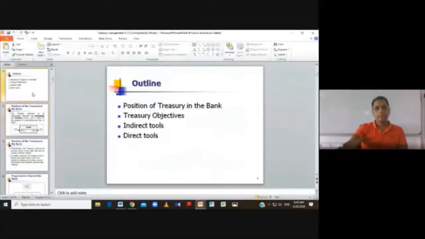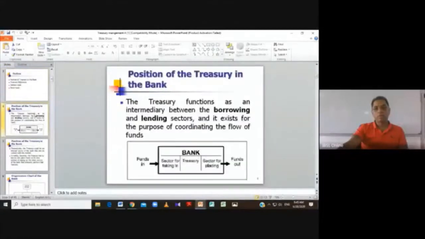So basically, we just go on to slide number 4. In a very simplistic form, if you look at where the Treasury sits, from a funding perspective, or borrowing and lending, which is the traditional role of the bank, as we discussed in the first session that we did. Basically, what does a bank do? We discussed: it takes deposits, it keeps those deposits, and then eventually lends those deposits out.